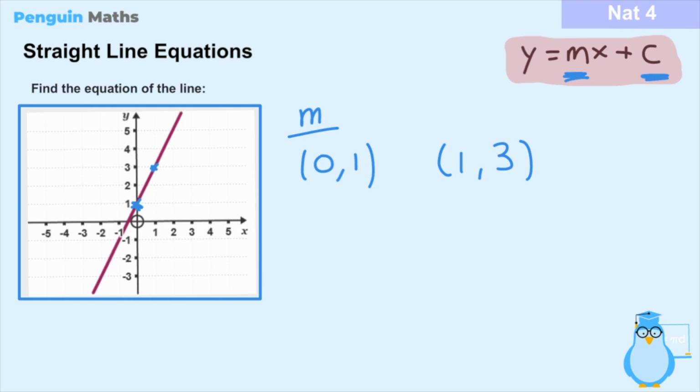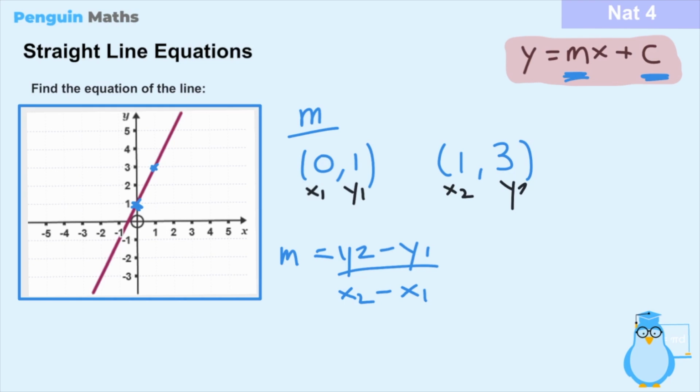You might also remember from part 2 in this series, we came up with an equation for the gradient: m = (y2 - y1) / (x2 - x1). To get these y2, y1, x2 and x1, we just label the 2 points that we have. First of all, we decide which is point 1 and which is point 2. I'm just going to say this is point 1 and this is point 2. Next, we label each of the coordinates: x1 and y1, then x2 and y2.